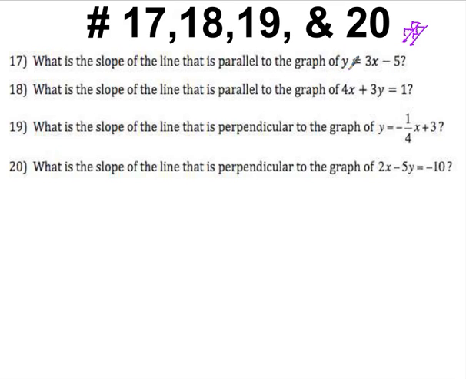So what's the slope of the line that's parallel to the graph of y equals 3x minus 5? Well, the slope here is 3, so the parallel slope is going to be 3. It's going to be the same thing, whatever that is.